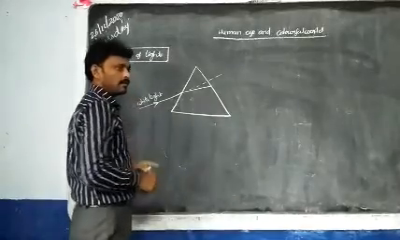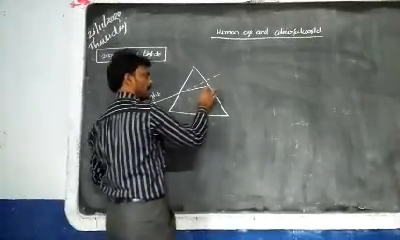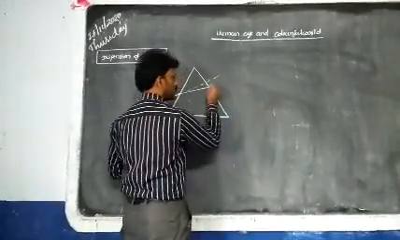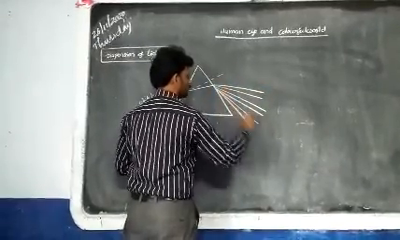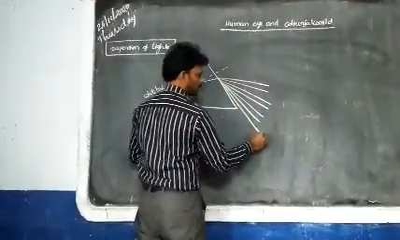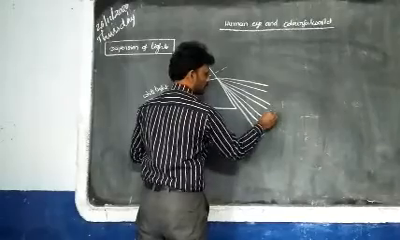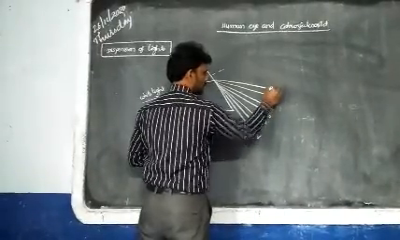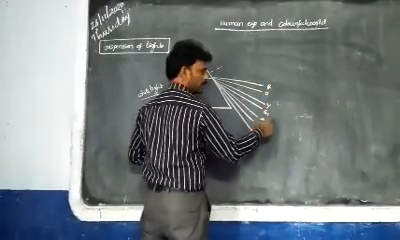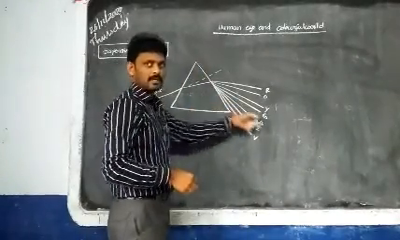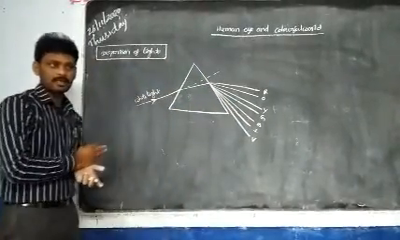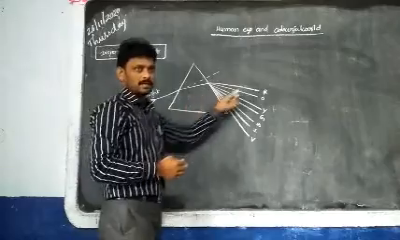But the specialty is what happens when this light comes outside: it splits into 7 different colors, its 7 constituent colors. Generally we will name them as V, I, B, G, Y, O, R. So white light splits into 7 colors. So finally you can say white light consists of 7 colors.